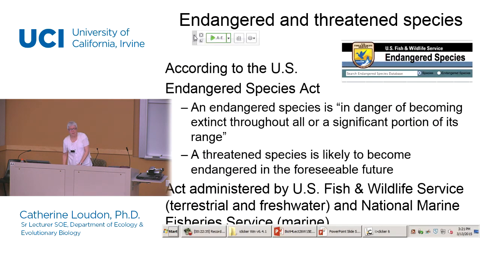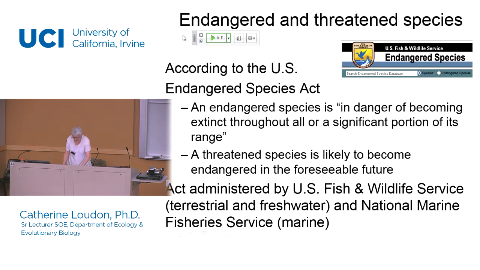So the legal landscape for conservation efforts is that there is an Endangered Species Act, and this is what is used to identify and afford protection, at least legal protection, to so-called endangered and threatened species. Being endangered or threatened are two different classifications. According to the United States Endangered Species Act, an endangered species is one that is, quote, "in danger of becoming extinct throughout all or a significant portion of its range," and a threatened species is considered likely to become endangered in the foreseeable future.